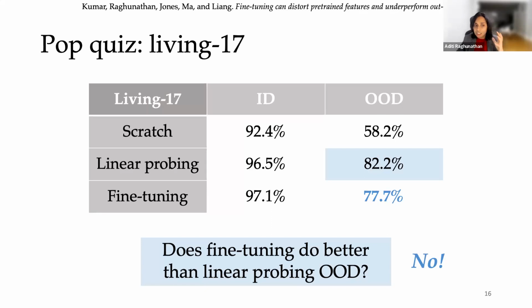So conventionally, the idea was that you should just do fine-tuning if you can, and that's just strictly better. But we see that if we think about this robustness question, it's actually the opposite that's true, and linear probing, which modifies less of the model, is actually more robust.